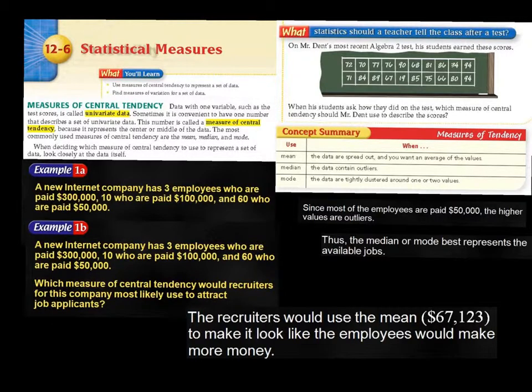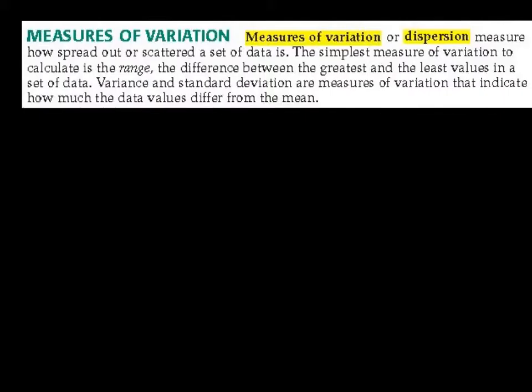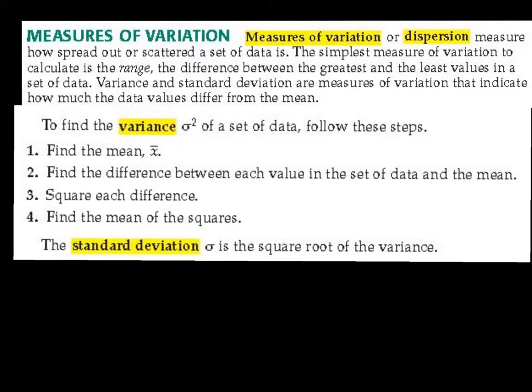Bait and switch? Maybe. Measures of variation or dispersion measure how spread out or scattered a set of data is. The simplest measure of variation to calculate is the range, the difference between the greatest and least values in a set of data. Variance and standard deviation are measures of variation that indicate how much the data varies or differs from the mean. To find the variance, which is written sigma squared, of a set of data, follow the steps.